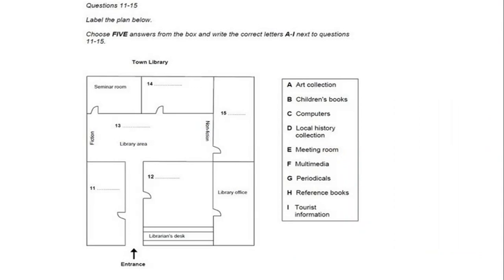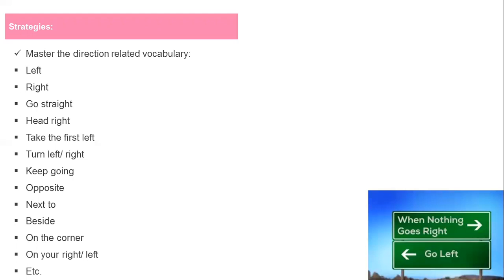Right. So obviously, to answer this type of question, you need to be able to deal with directions such as left, right, go straight, head straight, take the first left, take the first right, turn left, turn right, and words related to location such as opposite, next to, beside, on the corner, on your right, on your left, and etc. This type of question can be tricky, but if you master direction-related words, if you master location-related words, and if you are well prepared, you can deal with the map and plan labeling.